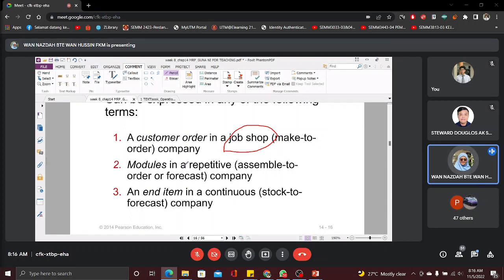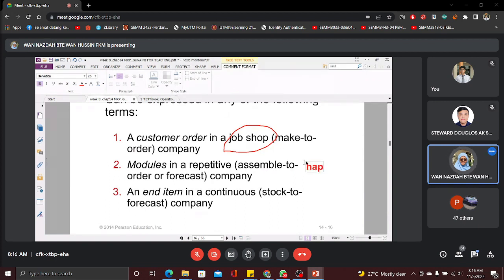And say, for example, your company is doing assemble to order. If you want to know more about production type, you can refer to chapter 5. You can refer to chapter 5 for a detailed explanation.